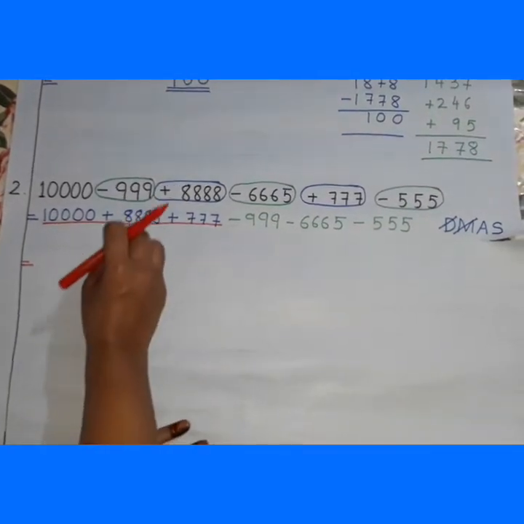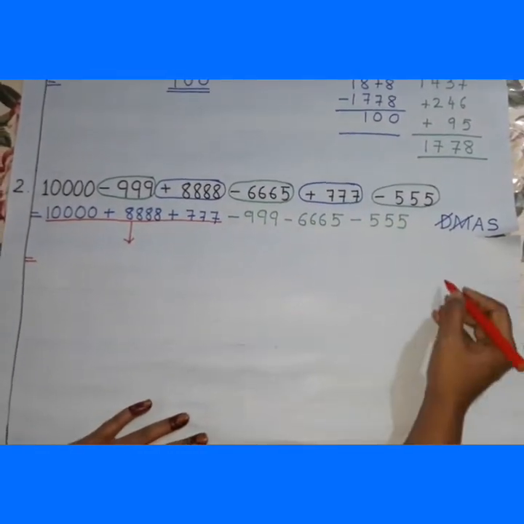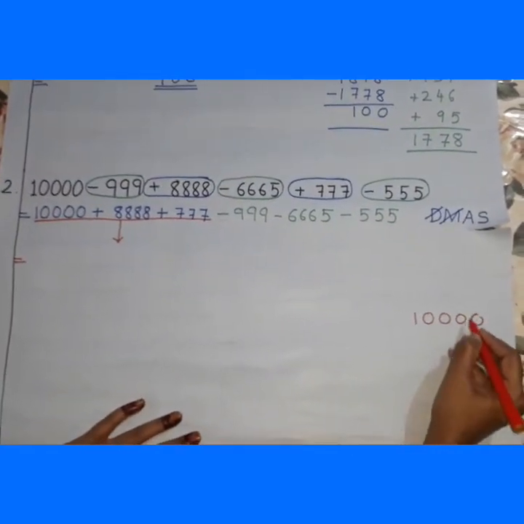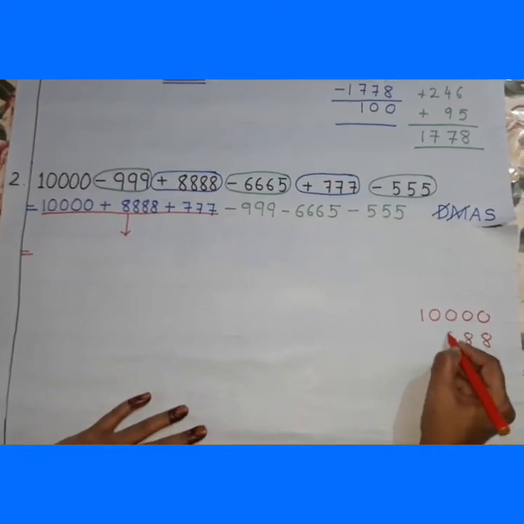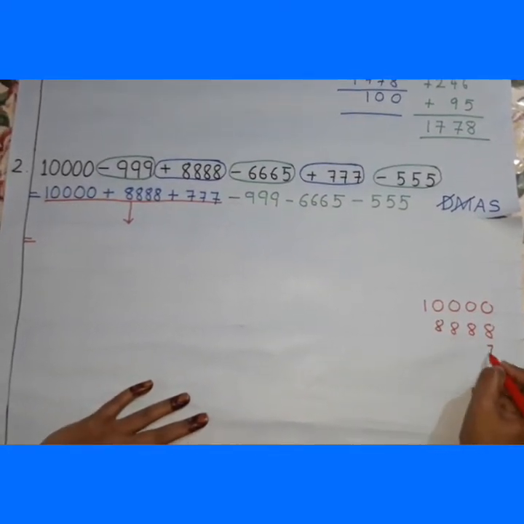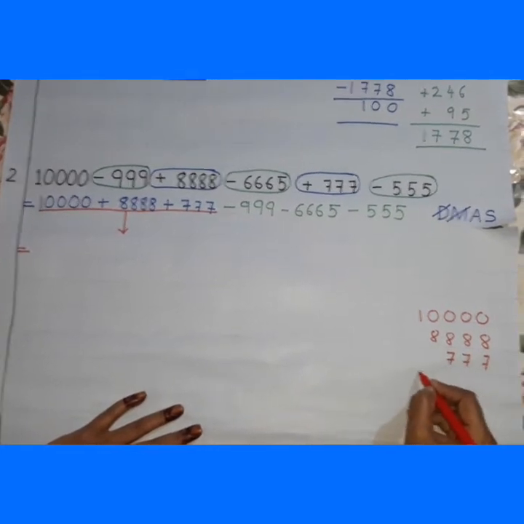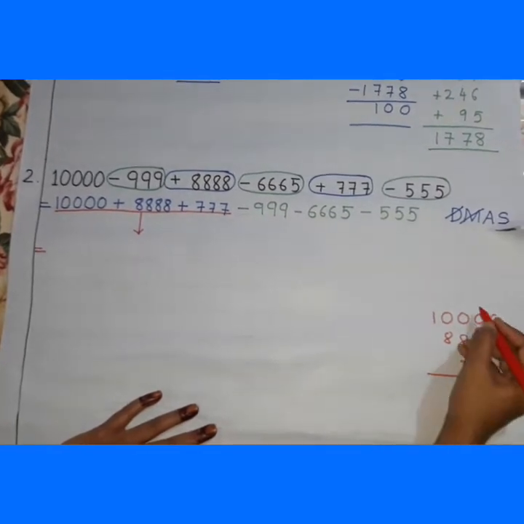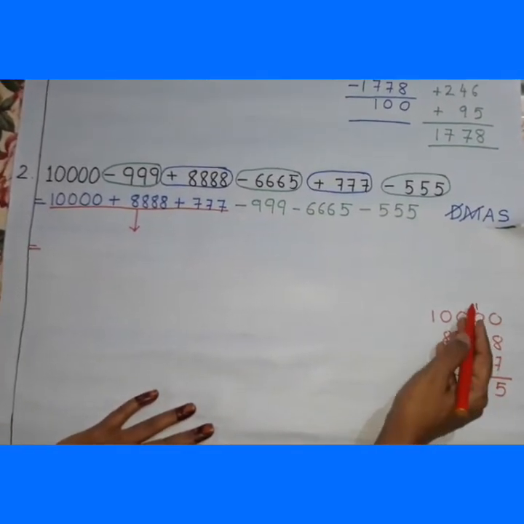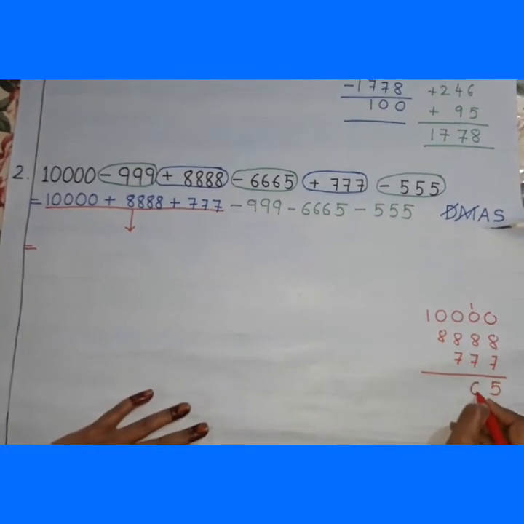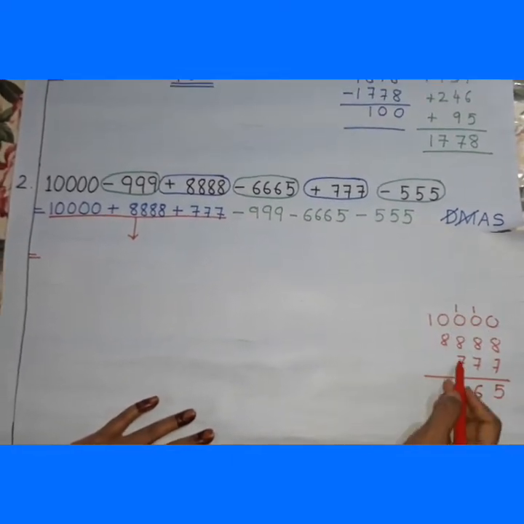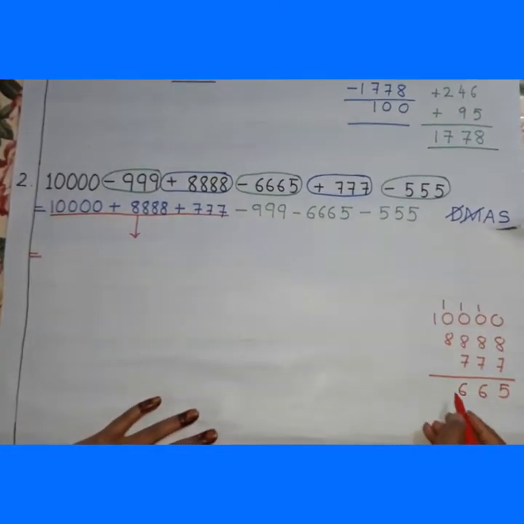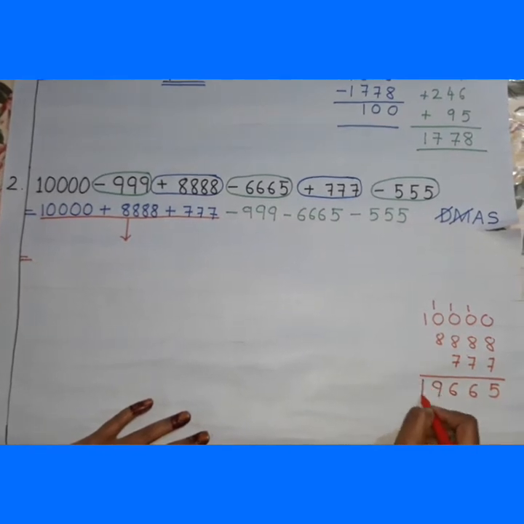Having difficulty adding up this way? Do the rough work. So let's see the rough work. 10,000. 1, 2, 3, 4. 1, 2 and 3. We add up. 7 plus 8, 15. 5, carry over 1. 7 plus 1, 8. 8 plus 8, 16. 6, carry over 1. 7 plus 1, 8. 8 plus 8, 16. 6, carry over 1. 8 plus 1, 9 and then 1.